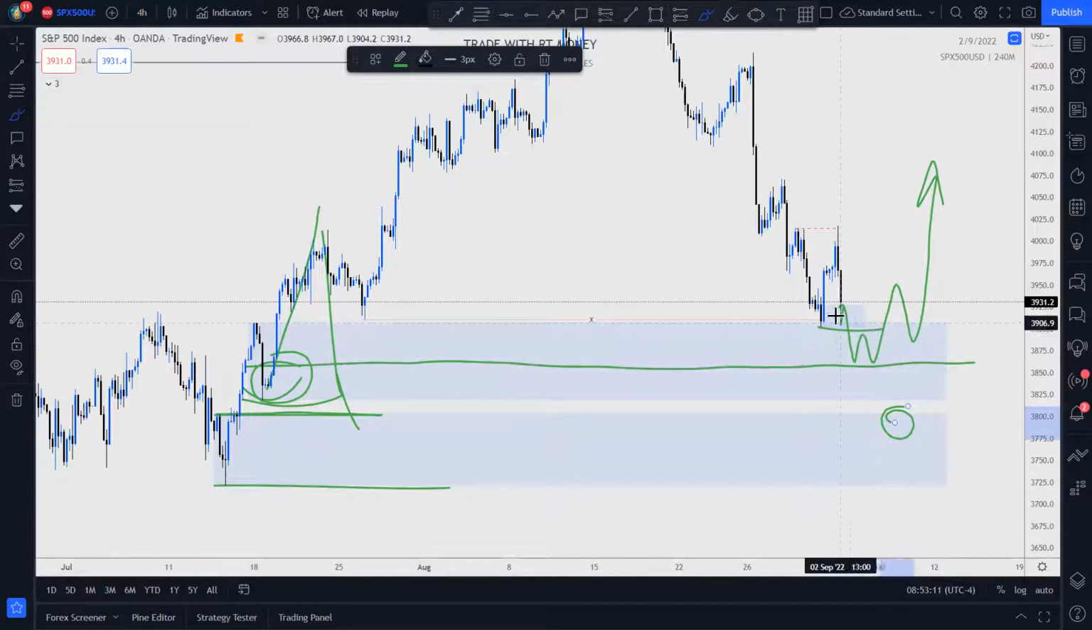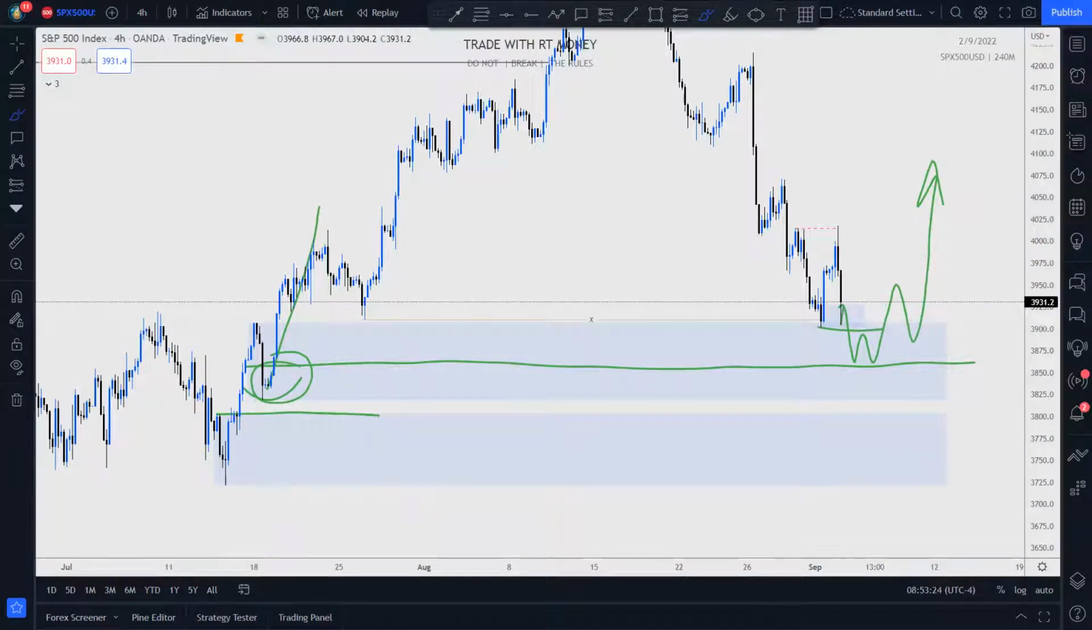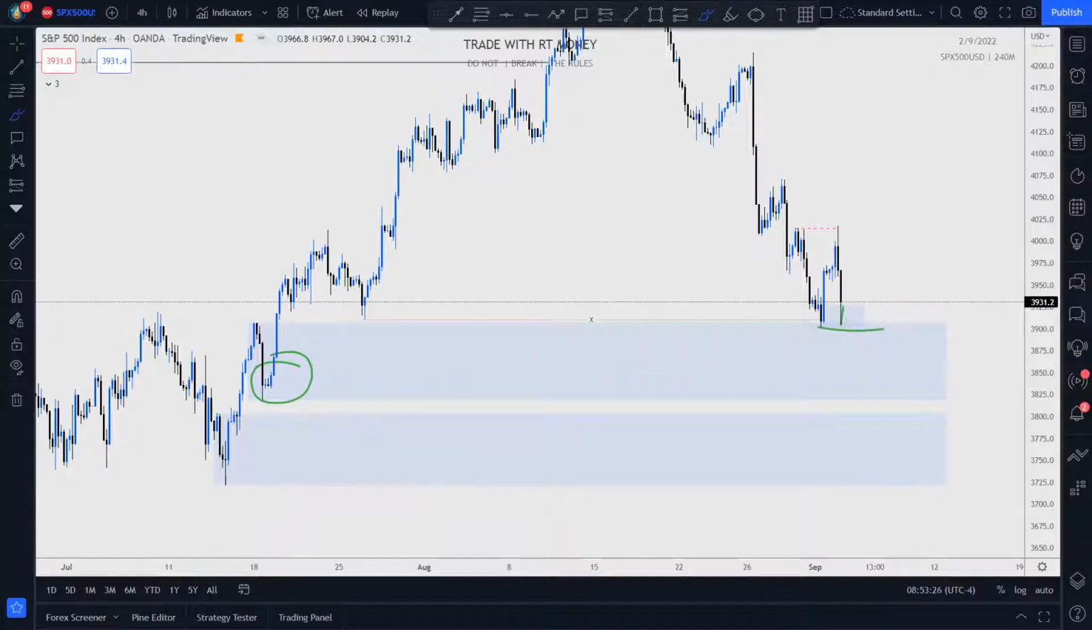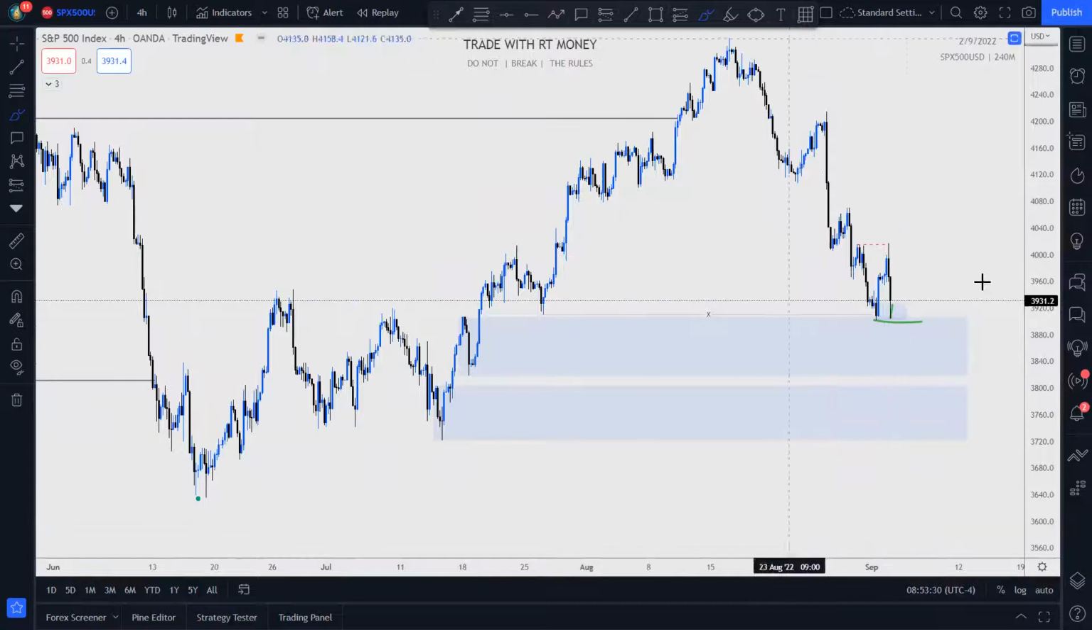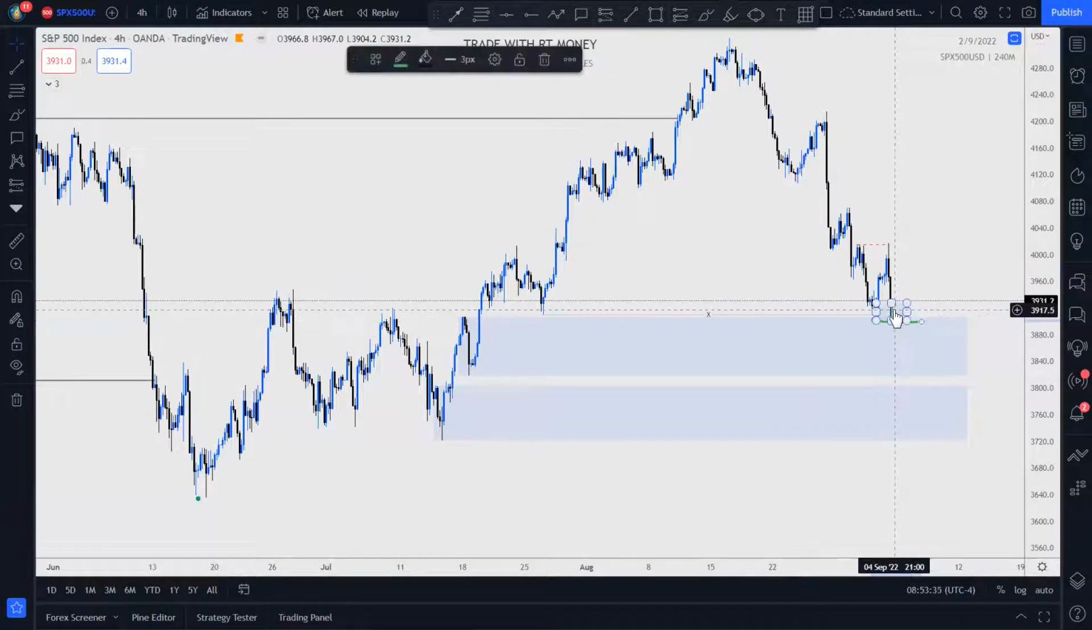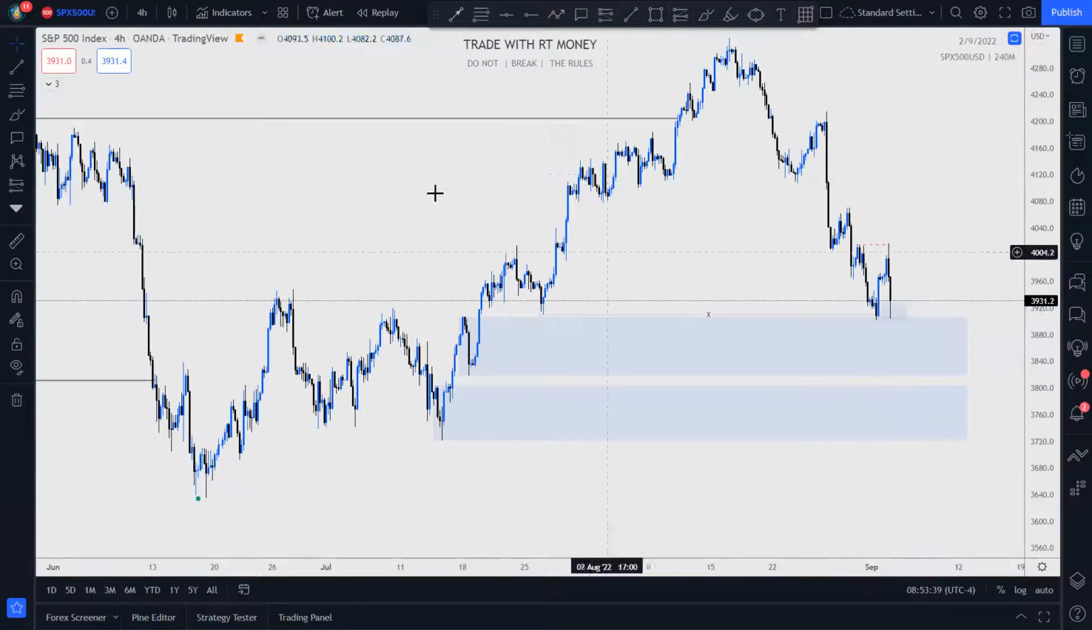But if we get those indications and price does break market structure to the upside, I'll wait for the return to come back here. I hope you understand what I just put out, and that's what I'll be looking for on the S&P. This will probably speak for the other indices as well, the Dow and the Nasdaq. I'm using this as the model for them.